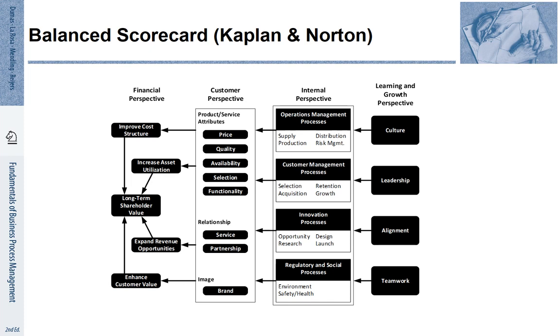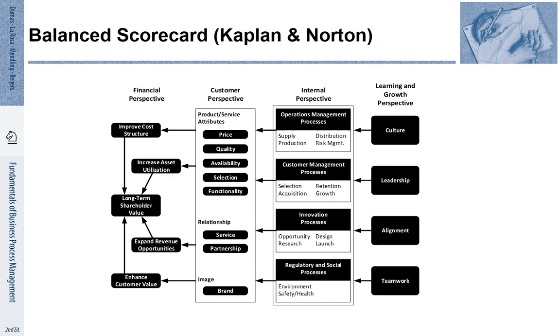To be successful on the customer side, the third pillar refers to the internal perspective. Here now you see how processes relate to strategy. This internal perspective is very much process-oriented. The operational processes are important for contributing towards customer satisfaction. Also the customer management processes, the innovation processes, and the regulatory and social processes.